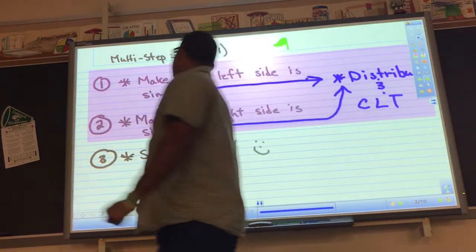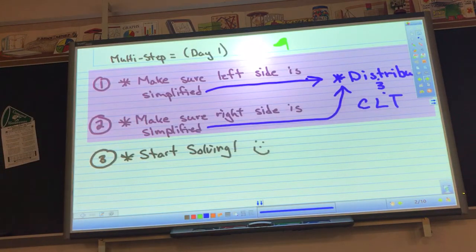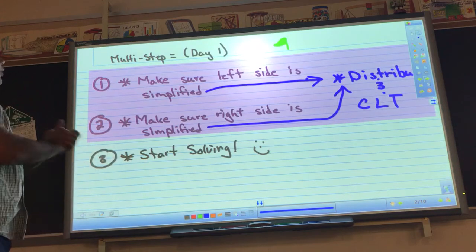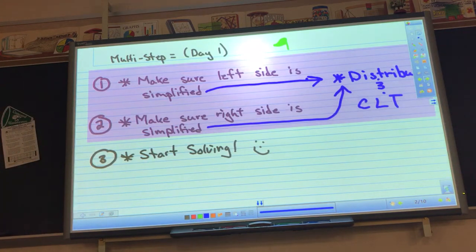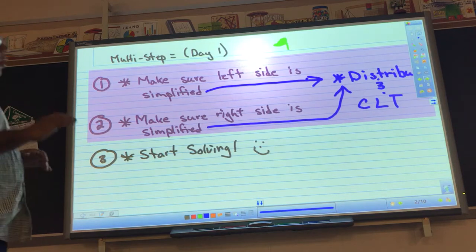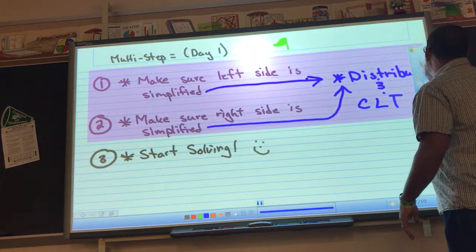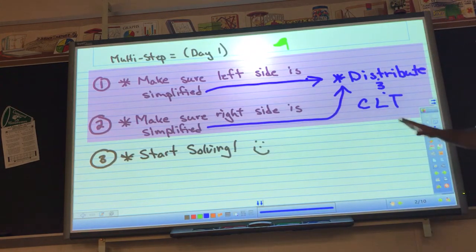Green flag. Now, today, my grasshoppers, we are going to begin solving multi-step equations. Now, what I would like you to do is go ahead and pause the video here in a second so that you can copy down these notes. I'll move that out of your way. Go ahead and pause the video so you can copy down these notes real quick.